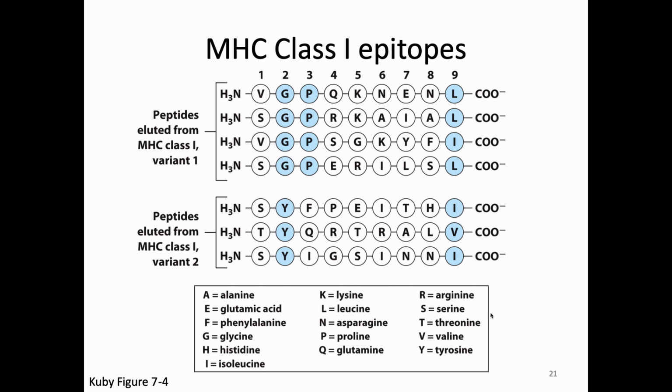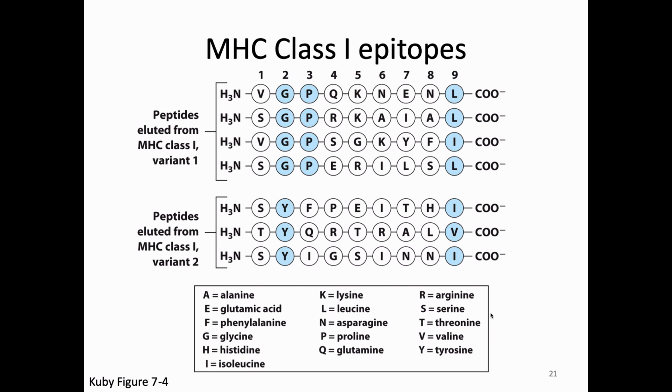So what you can see is that on the top, we've got 4 peptides that got pulled out of the first MHC Class I type. And you can see that at position 2, they all have glycine. At position 3, they all have proline. Whereas at positions 4, 6 and 7, they got all sorts of stuff. You can see at 9, they have leucine or isoleucine. Those residues where they're all the same are likely the residues that are binding to the MHC Class I pocket.